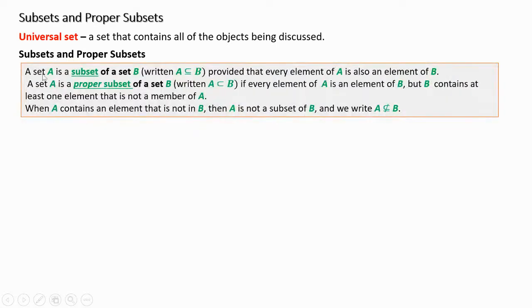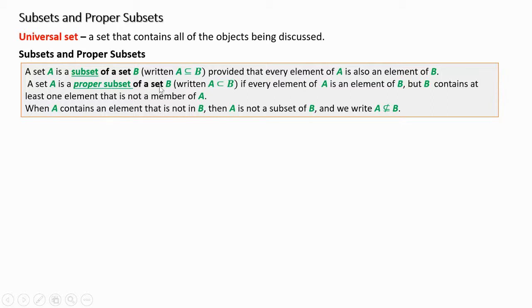Subsets and proper subsets. Here's a definition from the book. Set A is a subset of set B, written with this notation here, guys, which means subset. A is a subset of B, provided that every element of A is also in B. So in other words, for A to be a subset of B, every element or member of A has to be in B.